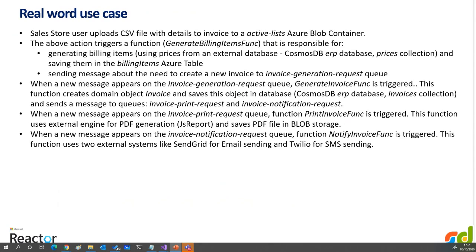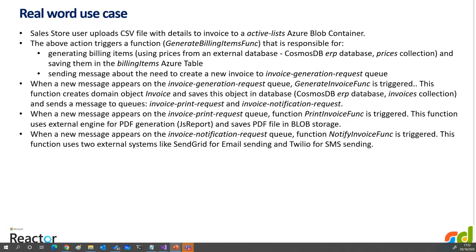As a last quick example that I want to show, to emphasize some of this, I have a project here. We are dealing with a real-world scenario that I will quickly show. Imagine that we have sales stores located in different parts of the world, that upload some CSV files to a blob container called active list. This is an invoicing process, handled totally serverless. So the scenario is that customers send this CSV file to the blob container.